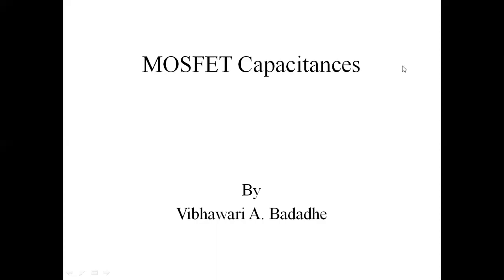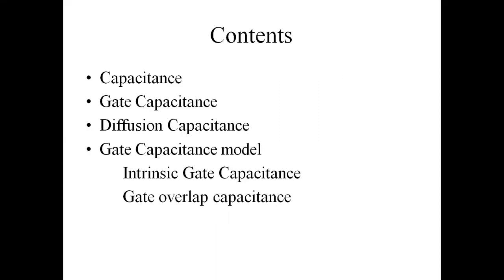Today we are going to discuss MOSFET capacitances. Contents that we are going to discuss: first we'll see what capacitance is, then the different types of capacitance present in the MOSFET. First we are going to cover the gate capacitance, then we'll see the diffusion capacitance, and at last we will see the gate capacitance model. In that we will cover intrinsic gate capacitance and the gate overlap capacitance.